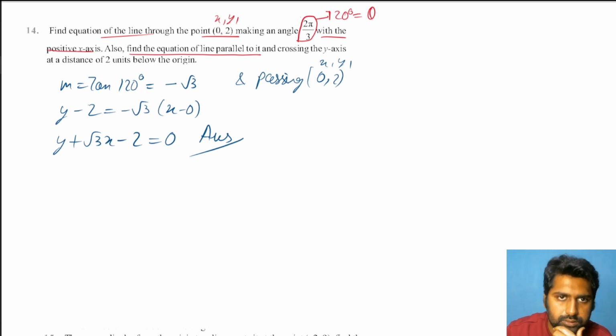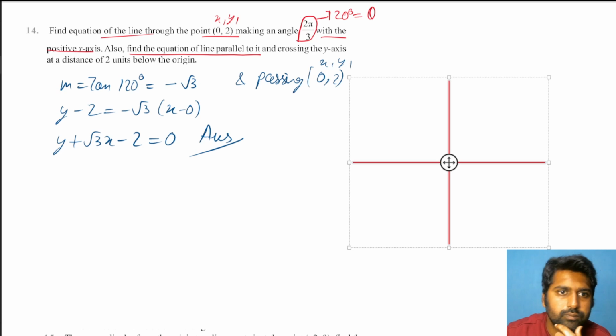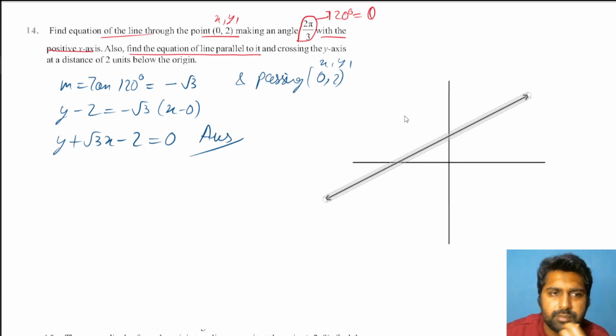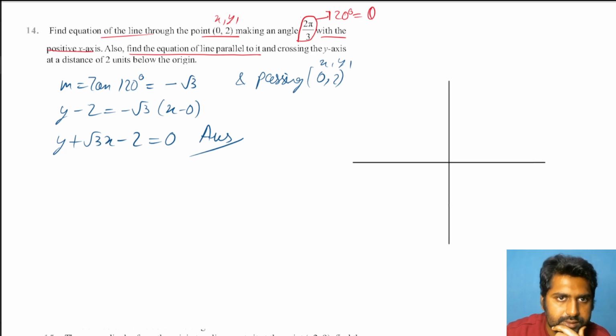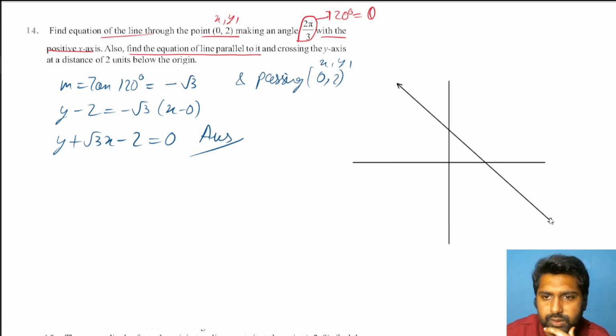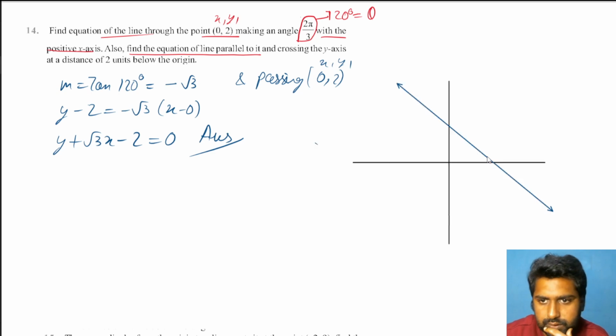Now I think I need to draw. So let's draw it. We have two lines. One is here passing through 0, 2. So approximately it will be like this, and make an angle 120. No, this is acute angle, so I have drawn it wrong. I have to draw it like this, 0, 2 and making an angle 120 degree. Now, better. 120 degree and passing through 0, 2.